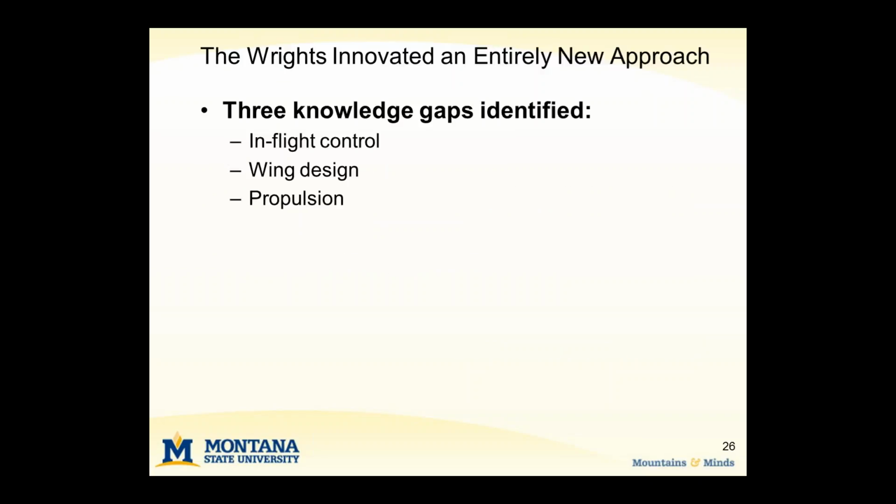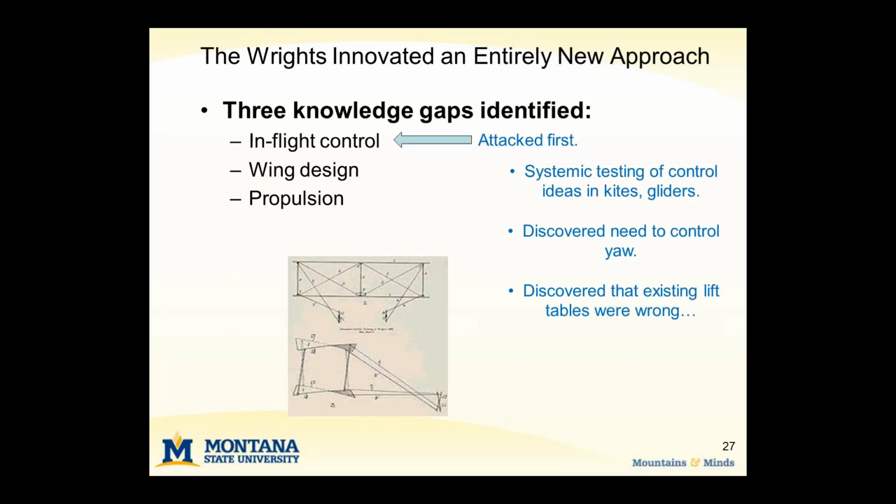Well, you can read a lot about what the Wright brothers did and didn't do, but here's, from my perspective, they actually innovated an entirely different approach. So one of the things that they did is they first identified that they had some knowledge gaps, and 3 are documented in their journals. In-flight control, wing design, and propulsion. The first one that they ended up tackling, I'm not sure that it was intentional that it was this one first, but it was the one that they tackled first, was how do we get in-flight control?